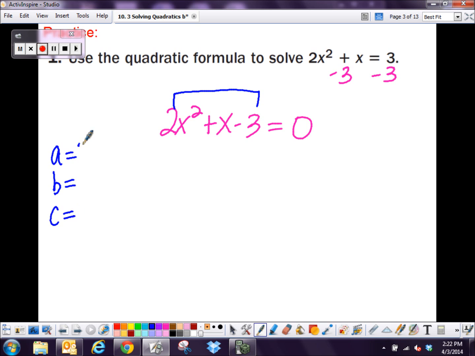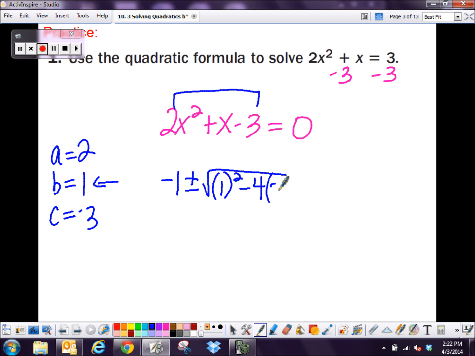Okay, so my a here is 2, my b is 1, and my c is -3. And then I'm going to start plugging this back into that formula. Okay, so I will have the opposite of b. My b is 1, so the opposite of that would be -1, plus or minus the square root. I'm going to plug my b in, which is 1 squared minus 4 times my a, which is 2, times my c, which is -3, all over 2 times a, which is 2.